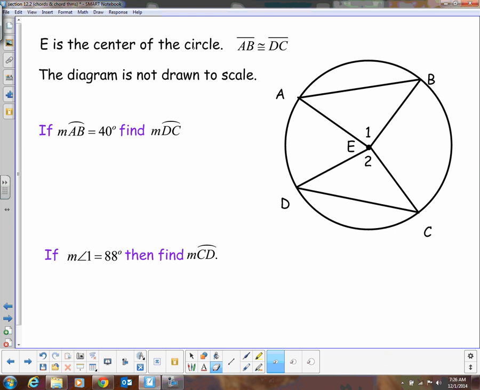All right, so now E is the center of the circle. They have told us segment AB is congruent to segment DC. So before I ever even look at the problem, this chord is congruent to this chord. What does that tell me? Their arcs are equal, meaning arc AB is congruent to arc CD. What other piece of information do those two congruent chords tell me? They have congruent central angles. In other words, angle 1 is congruent to angle 2. So I don't go here until I look to see what I know.